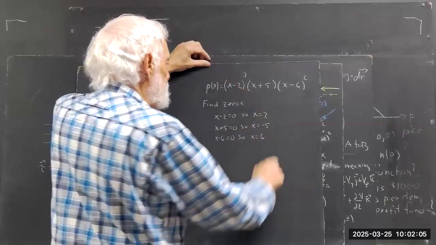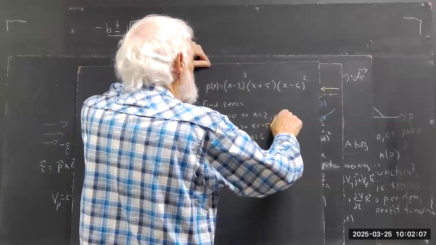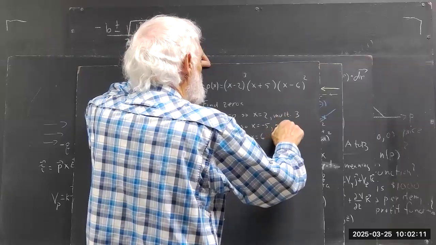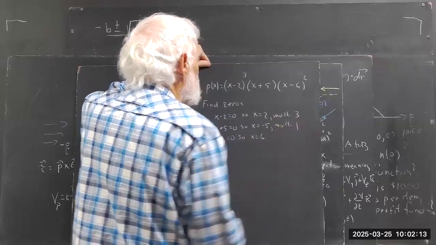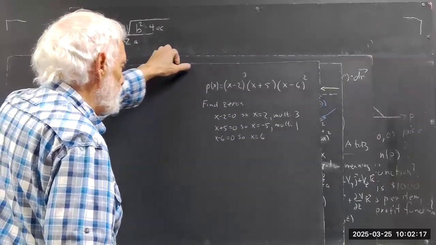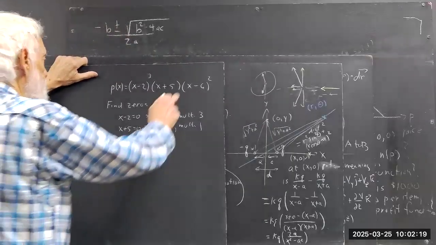Now, the multiplicity, 3 here. Multiplicity is 1 here. And the multiplicity over here is 2.